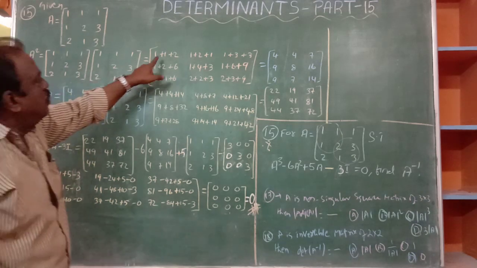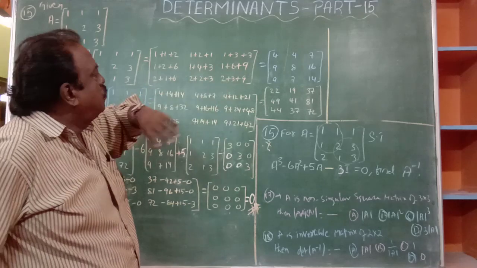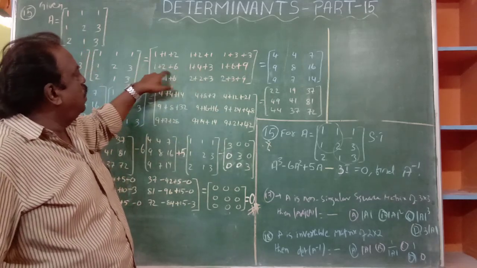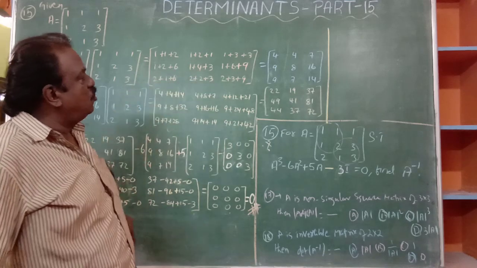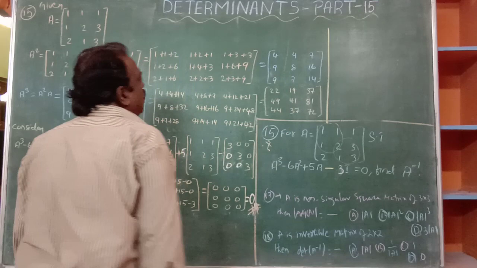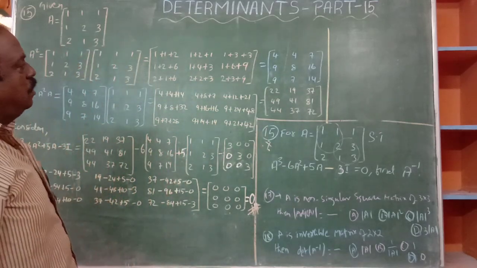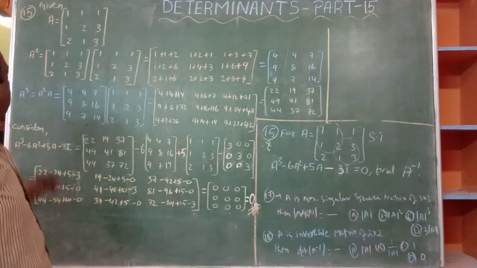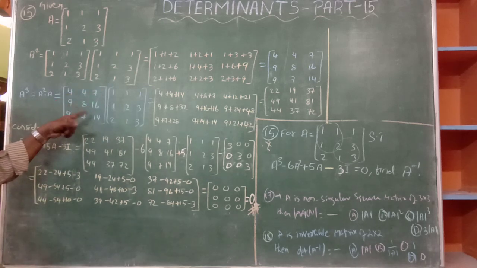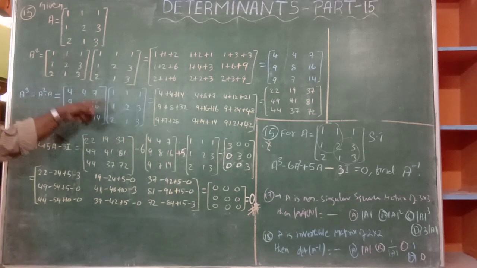This will give 4, 4, 7, then 8, 8, 9, then 8, 16, 9, 7, and 14. Now, A cube. How can you find A cube? A cube means A square into A. A square is already there, so A square into A.